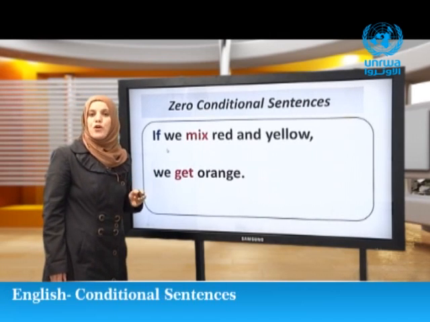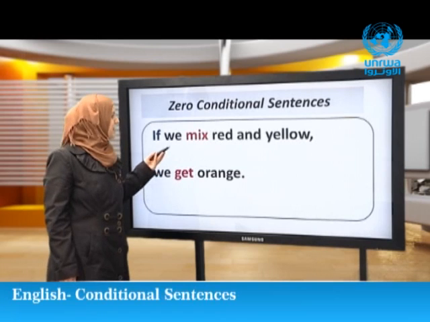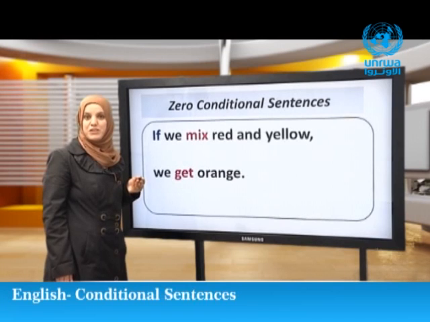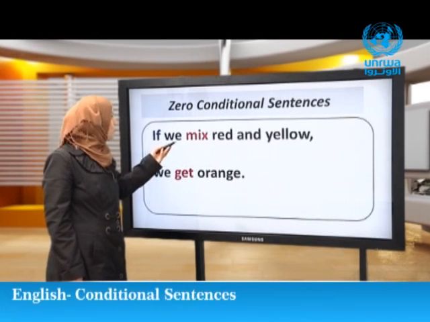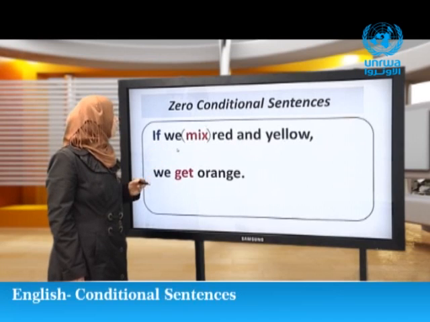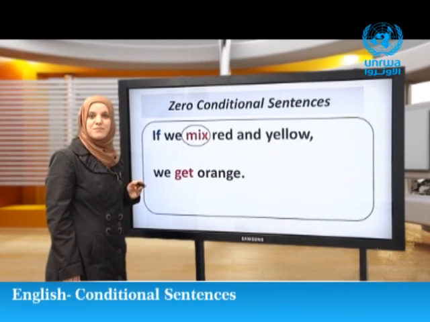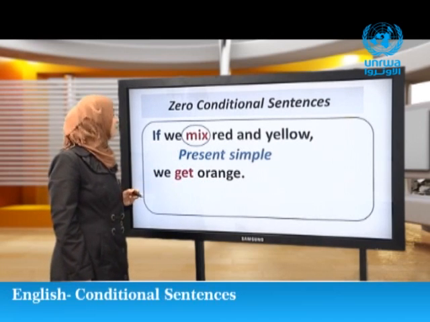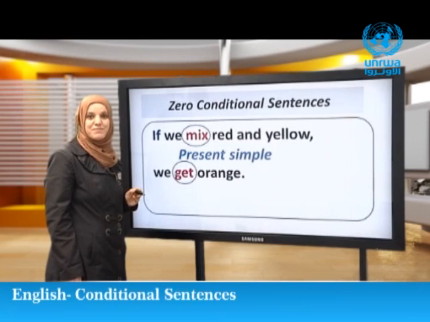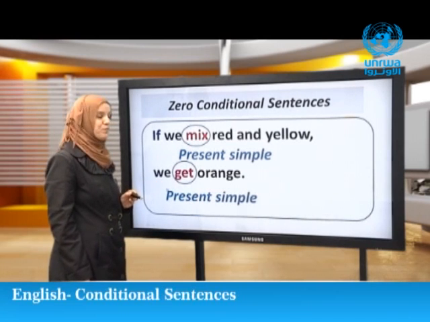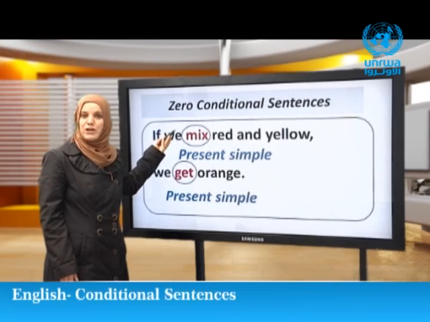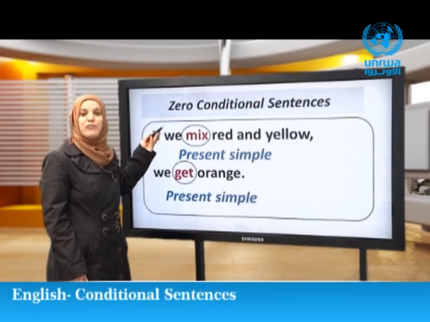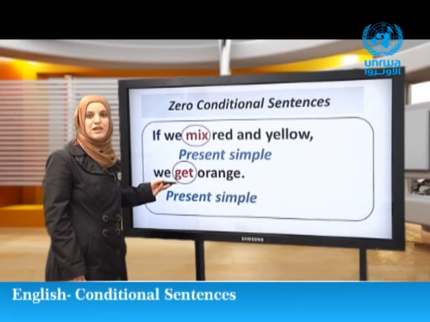Now, let's look at the form of the conditional sentence. This is a conditional sentence type 0. What does it begin with? Good, it begins with if. What about the verb mix? What tense is it? Yes, good. This is present simple tense. What about the other verb, get? What tense is it? It's present simple tense too. So we have present simple tense in the condition and we also have present simple tense in the result. لدينا فعل الشرط مضارع بسيط وجواب الشرط أيضا مضارع بسيط.